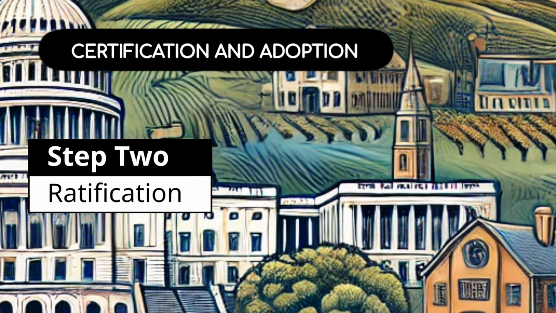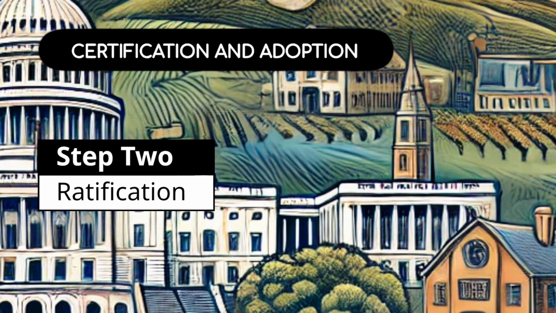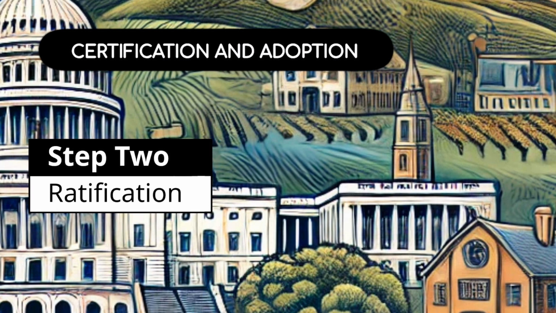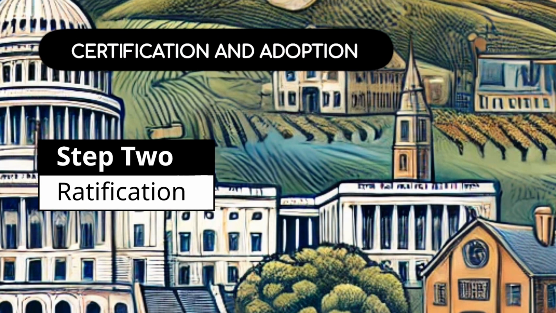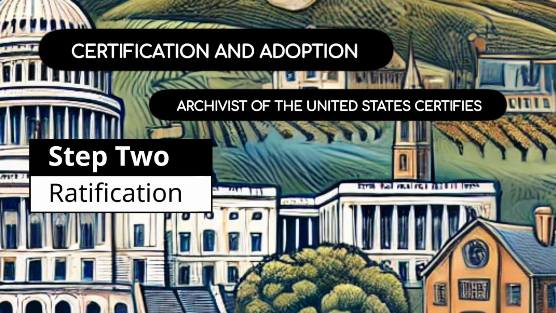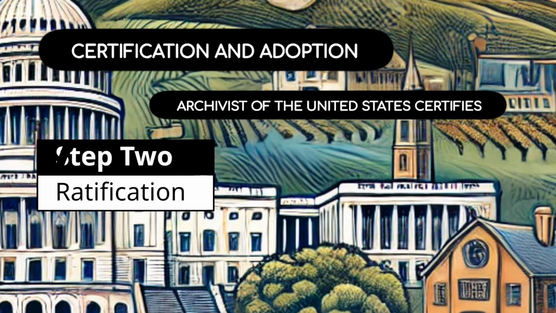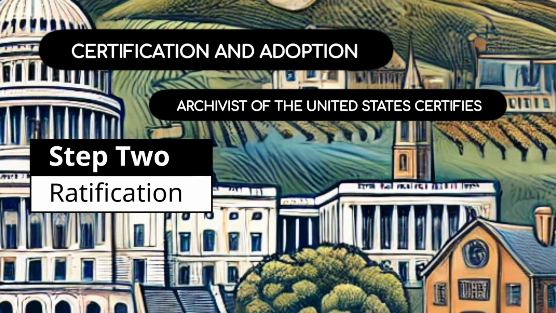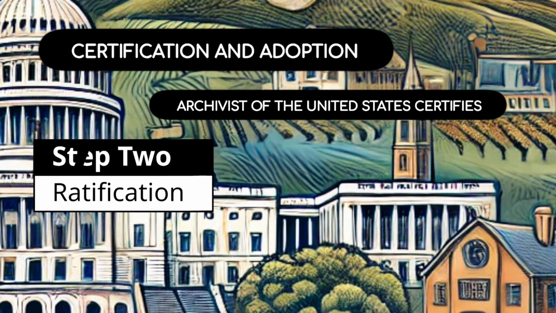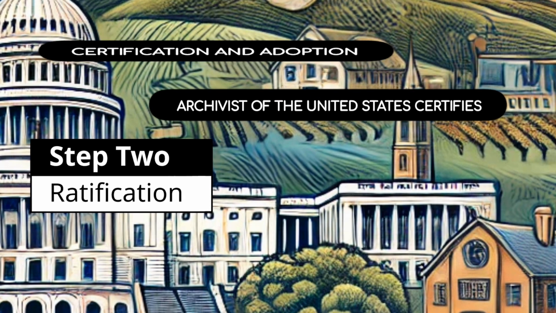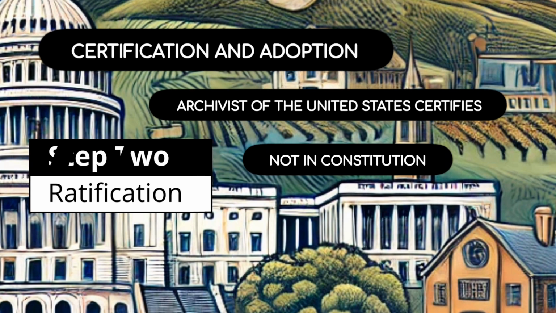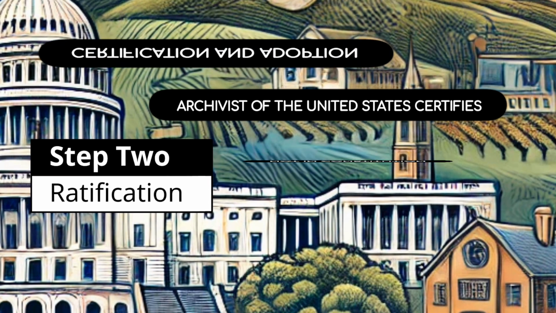Certification and adoption. After ratification by the required number of states, the proposed amendment becomes part of the Constitution. The head of the National Archives, the official responsible for maintaining government records, certifies the amendment's adoption. This formal step confirms that the amendment is now legally binding. But this step isn't actually mentioned in the Constitution.